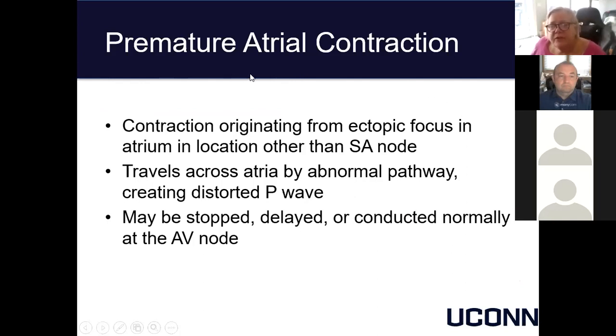So again, premature atrial contraction, it's starting in the atrium, but someplace other than the SA node. It's got a different pathway, not using the SA to AV node pathway, which makes it look different than the classic SA node generated impulse. The ventricular impulse started the same way because the QRS morphology was the same. But again, in this case, it was early and looked different.